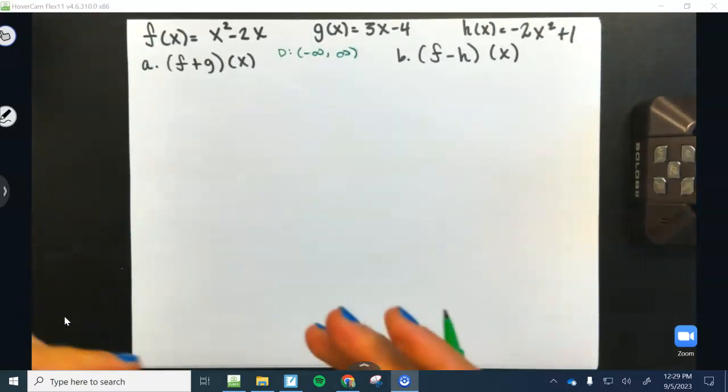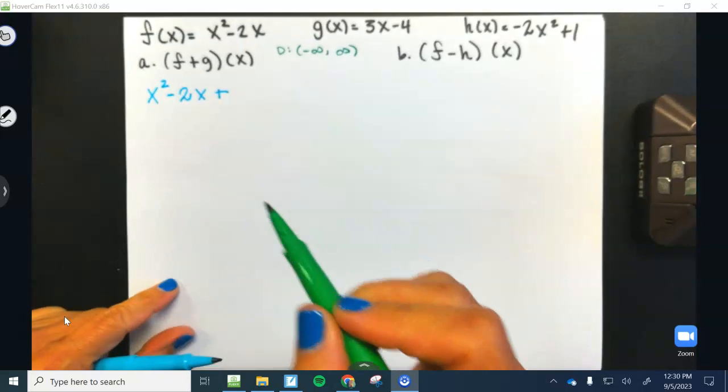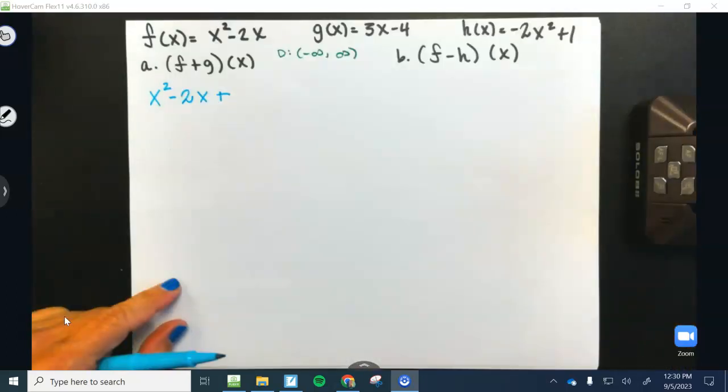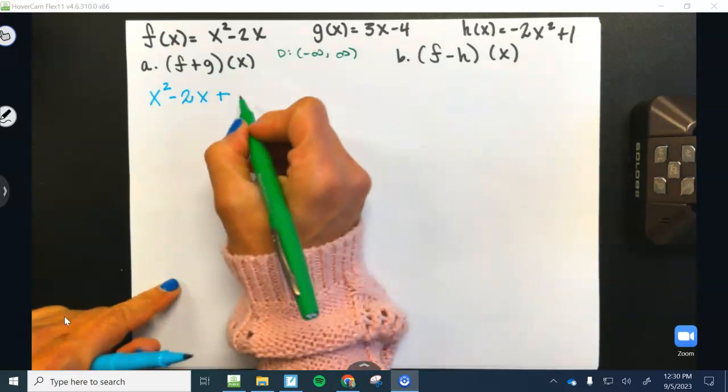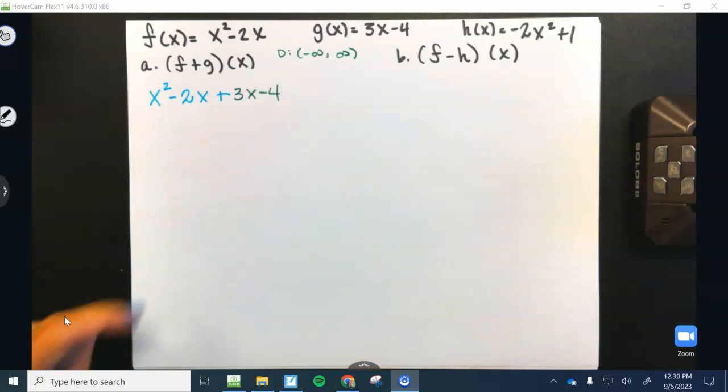All right, so we're going to add functions f and g. So all we're going to do is write f, which is x squared minus 2x, plus g, which is 3x minus 4. Oh, I'm sorry. Thank you. Yeah, good job, y'all. You let me know anytime there's anything weird going on there. All right, 3x minus 4.